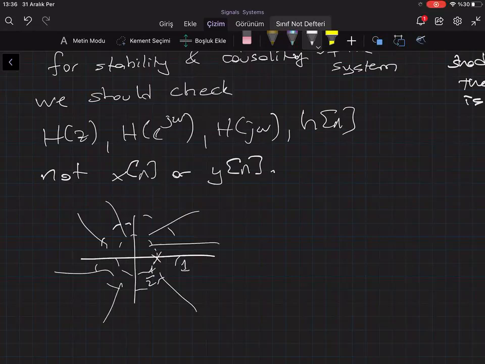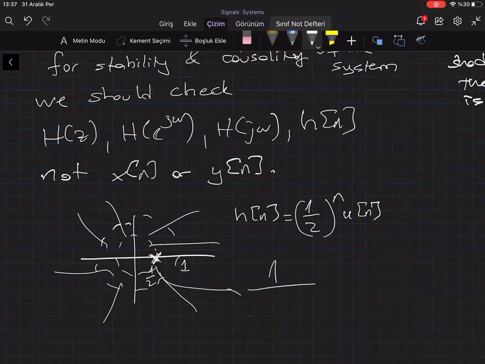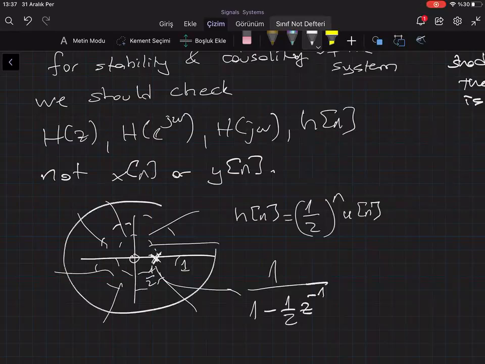What is my h of n? It is (1/2) to the power n u[n], right? Because this tells me that there's a pole here. It means 1 minus, and there should be a zero here. It is 1 minus 1 over 2 z to the power minus 1. When I look at this ROC, I should be ready to find this out. It is something like that with maybe some multiplication.